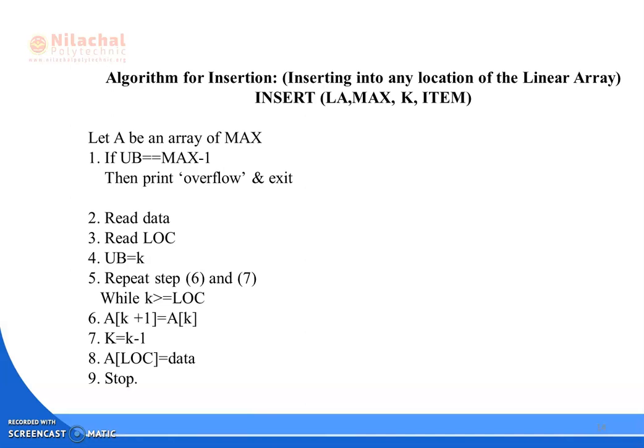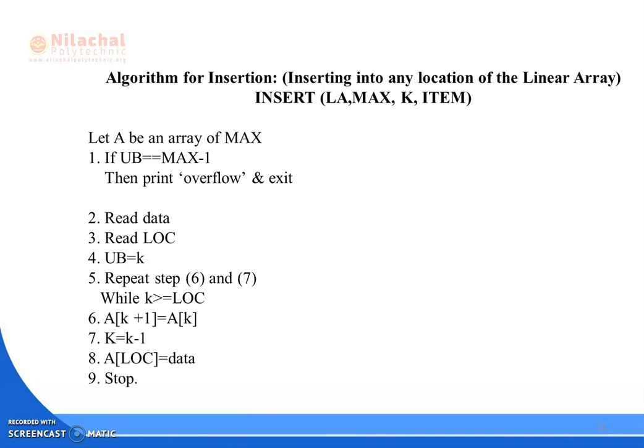For example, I am taking the location 1. Location 0, A of 0, is the first position. I am choosing location 1, A of 1, to enter the data, or the second position of the linear array. Next, I will assign the upper bound to k. I will take a variable k which will be assigned the value of upper bound. The last element in our linear array is A of 3, so the upper bound is 3.